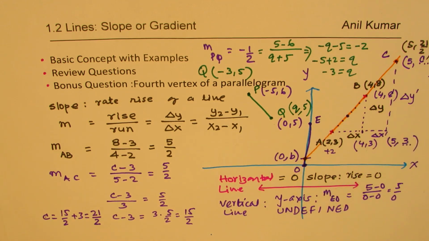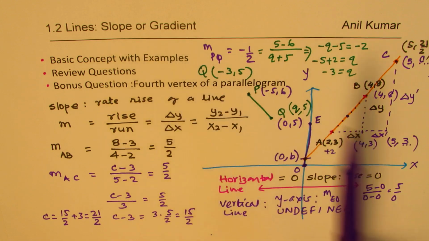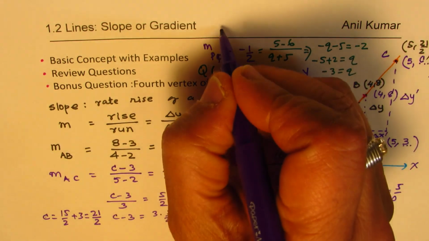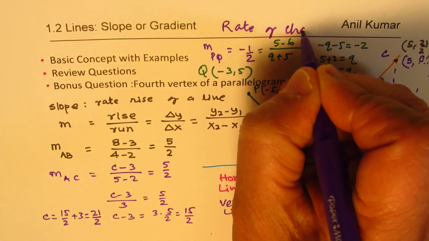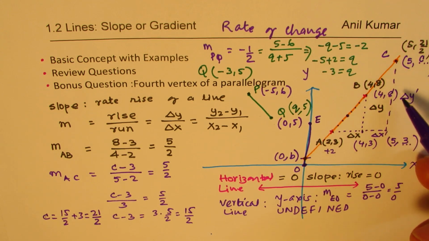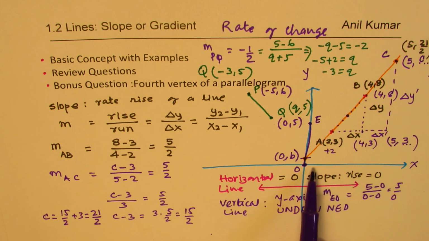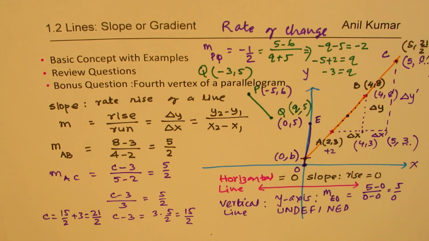It's like similar triangles. So I hope with this you got a fairly good idea about what the slope is, and we also use the word gradient, meaning slope is how much. And at times we'll also use the word rate, or rather rate of change, since it gives you the change in y value, which is the dependent variable, to the change in x value, which is the independent variable. So it gives you rate of change in many applications.